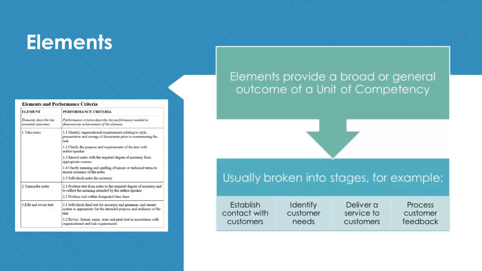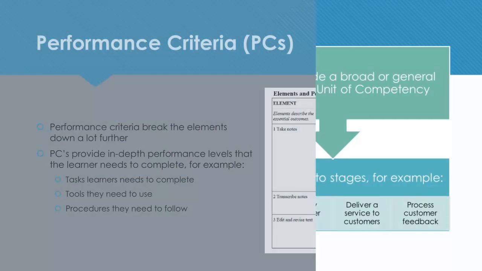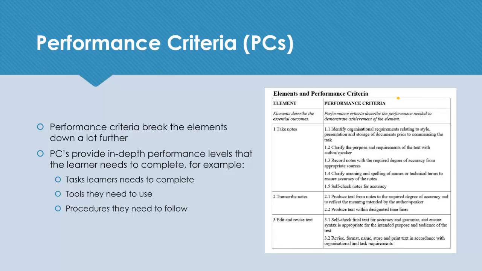The elements of a unit of competency give you the broad or general outcome of a unit of competency. These are normally broken into stages. For example, establish contact with customers, identify customer needs, deliver service to customers, process customer feedback. The performance criteria, often referred to as the PCs, break the elements down a lot further. PCs provide an in-depth performance level that the learner needs to complete, usually including the tasks the learners need to complete, the tools they need to use, and the procedures they need to follow.